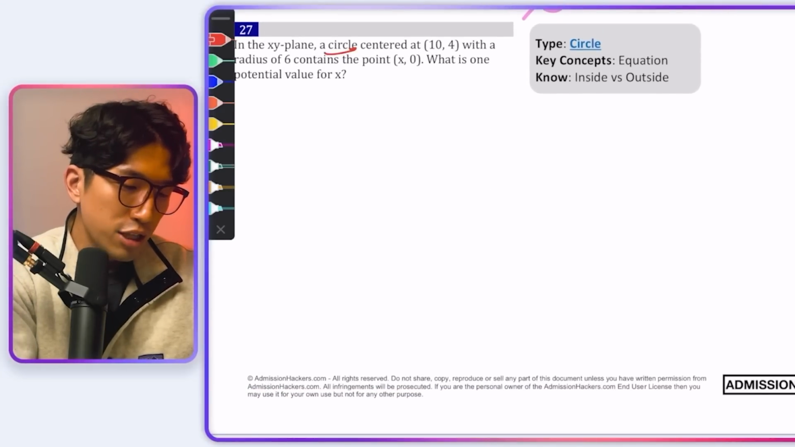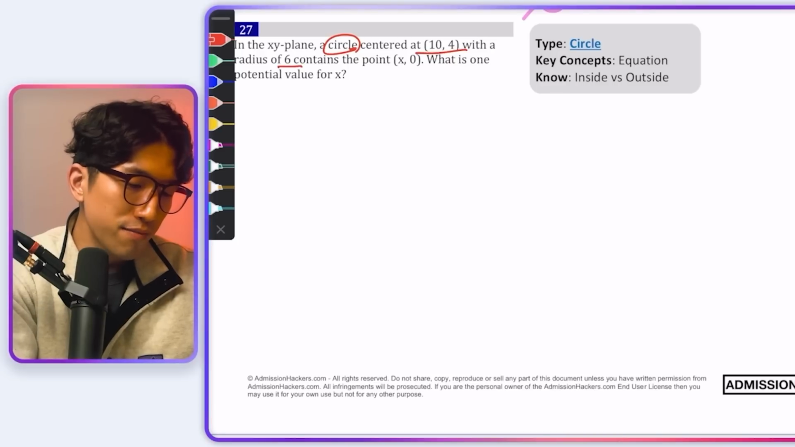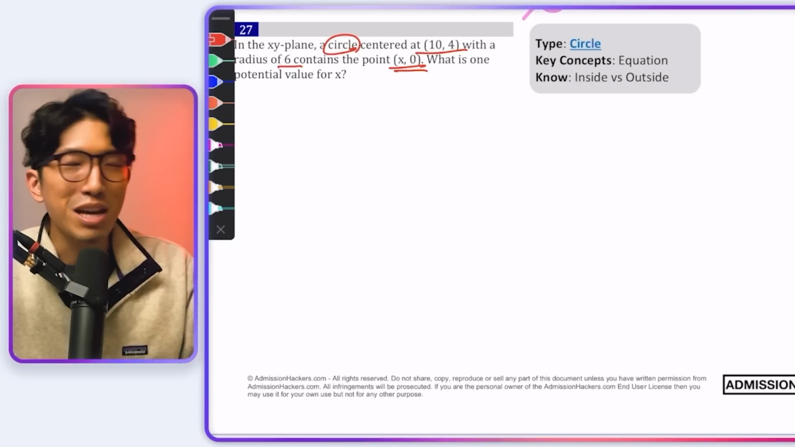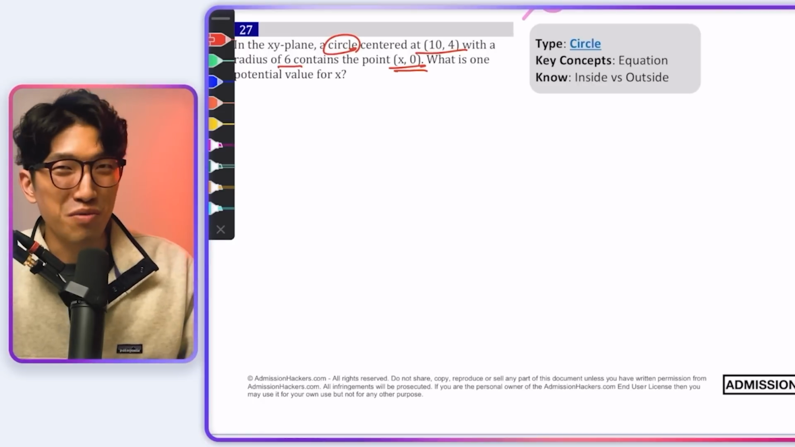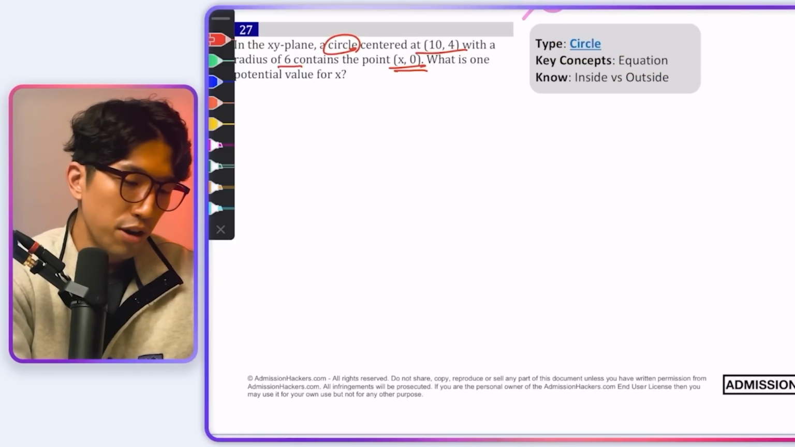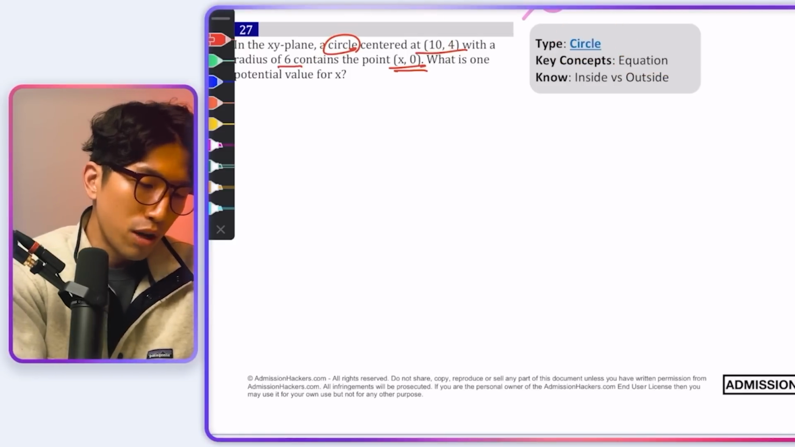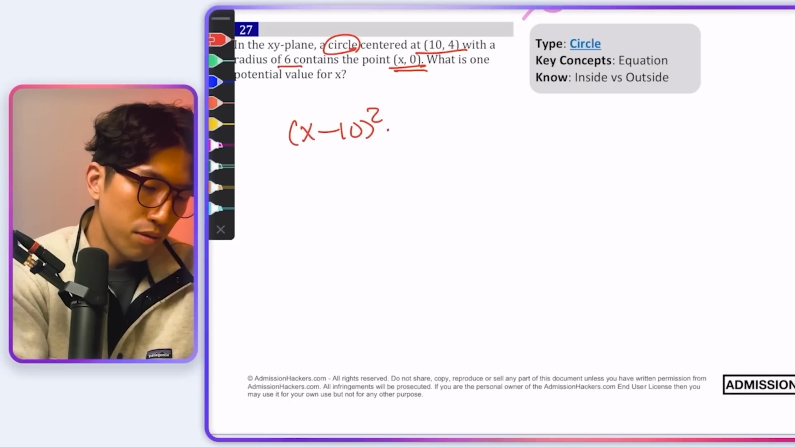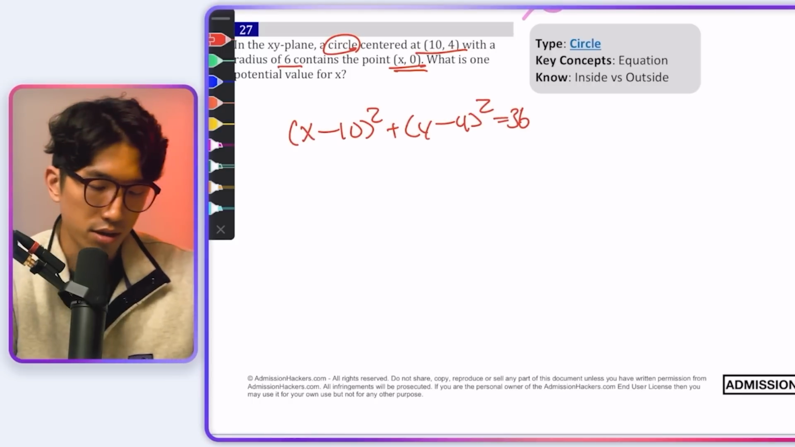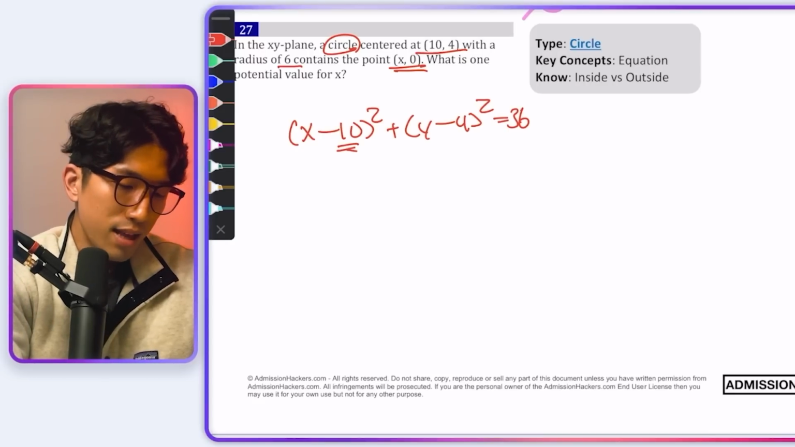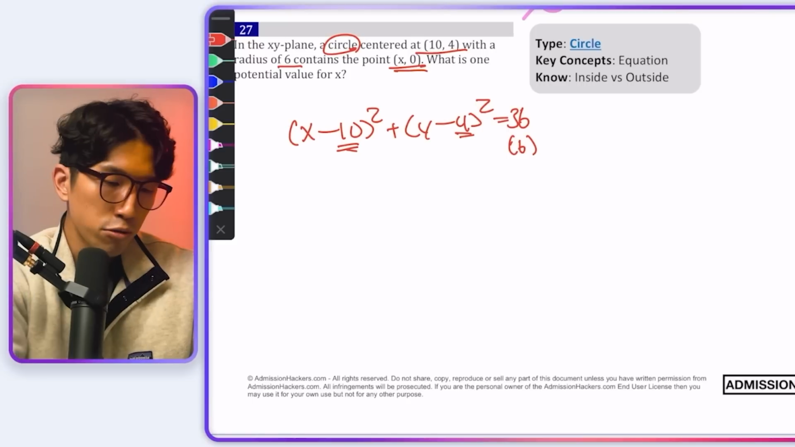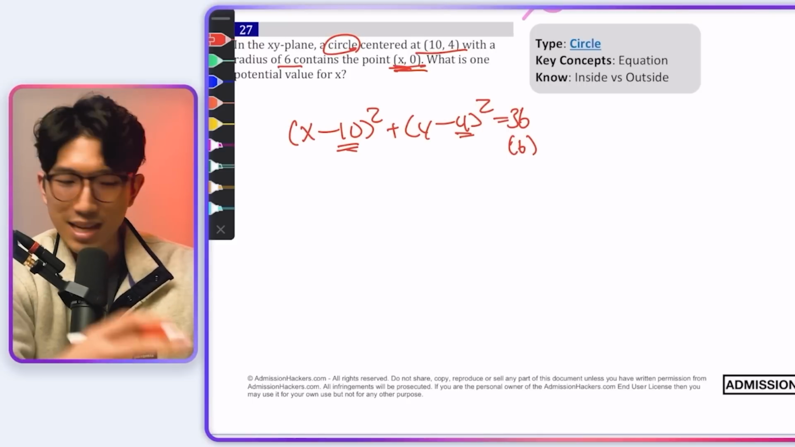In the XY plane, a circle centered at (10, 4) with a radius of 6 contains a point (x, 0). What is the potential value of x? Okay, seems like a really simple equation of a circle question, right? Not really. If you know how the equation of a circle works, great. If you don't, you can check it out here. By looking at this information, we can come up with the equation (x minus 10) squared plus (y minus 4) squared is equal to 6 squared, which is 36. From this, we know that the center is located at (10, 4) and the radius is just 6. But how are we supposed to find the value of x? That is kind of sitting inside, right?